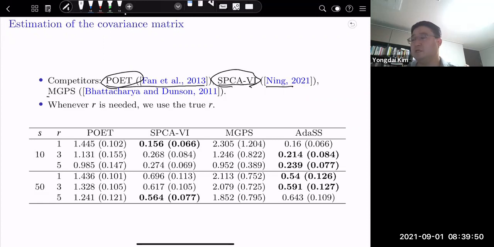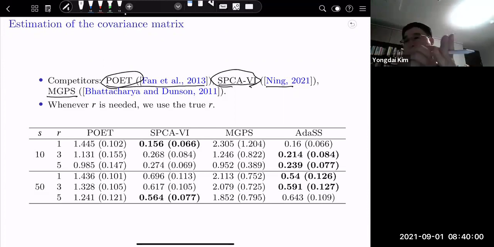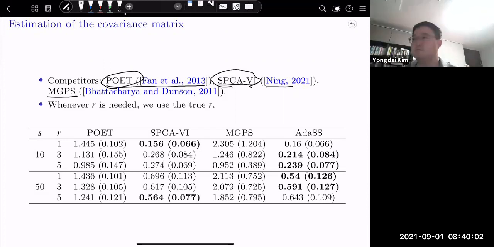And MGPS is the Bayesian model which puts prior mass directly on the P times infinity factor loading matrix, proposed by Bhattacharya and Dunson. And this is the mean squared errors. For the loss function, I use the operator norm.